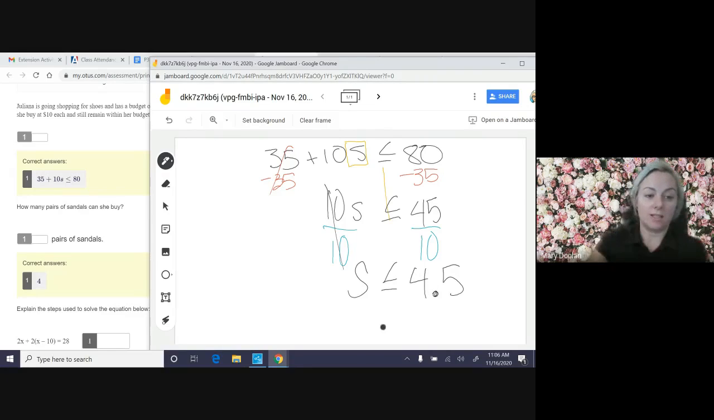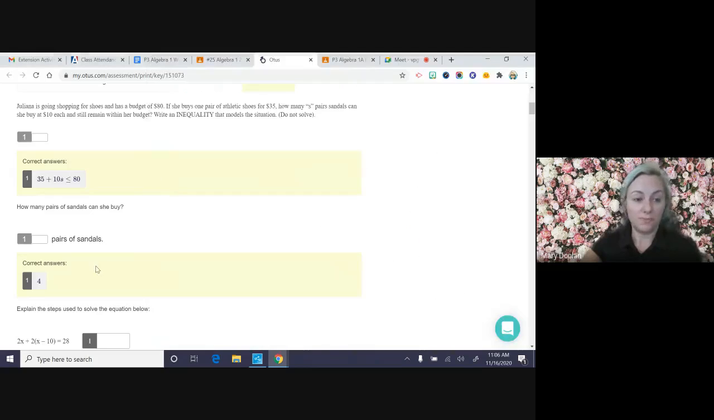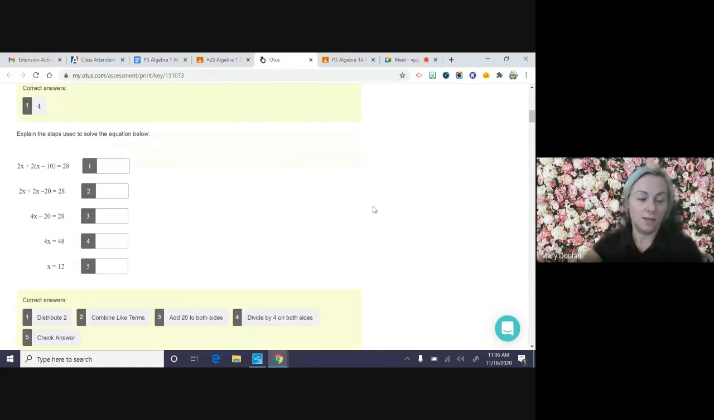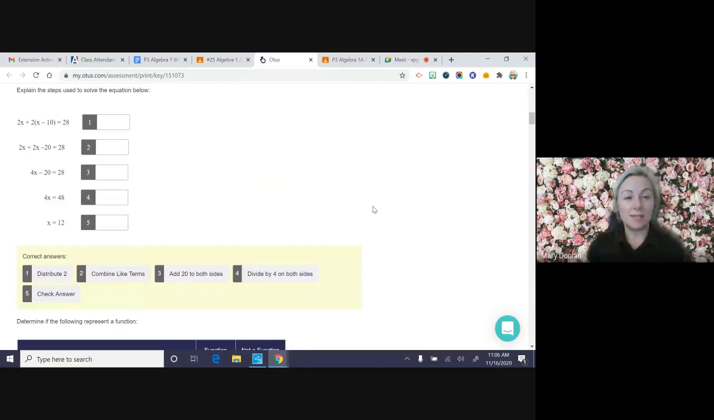That's where this answer of 4 came from. Okay, next one, explain the steps used to solve the equation below. So you have an equation that's being worked out on the left-hand side, and then you had to choose what was happening that would describe it.